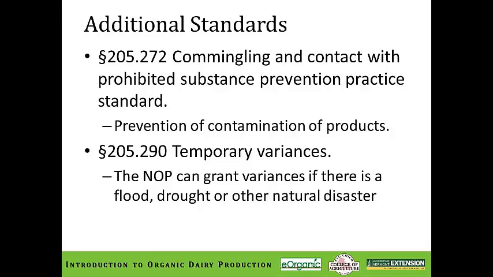And then 205-290 details what temporary variances are, and this is important for producers to know in case of a flood or drought or another natural disaster. This is the process by which the farm's certifier can request a temporary variance of part of the organic standards.